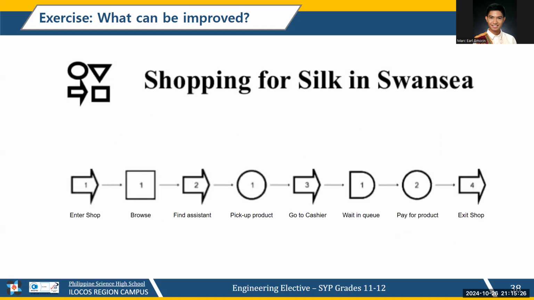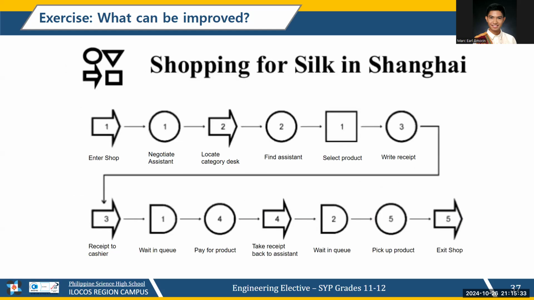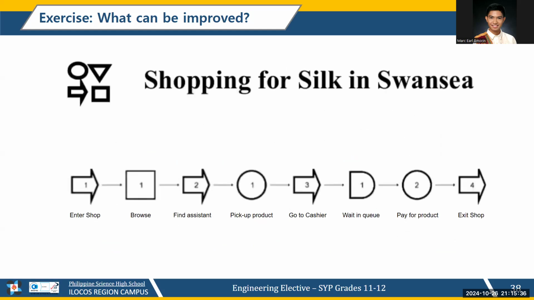So let's look at another process this time. Shopping for silk in Swansea. So the first one is in Shanghai. This time it's in Swansea. So this process map is more linear, straightforward. You enter the shop, browse for products, find assistant if needed. You pick up the product, you go to the cashier, wait in queue, pay for product, exit the shop. So that's how you simplify the shopping process.